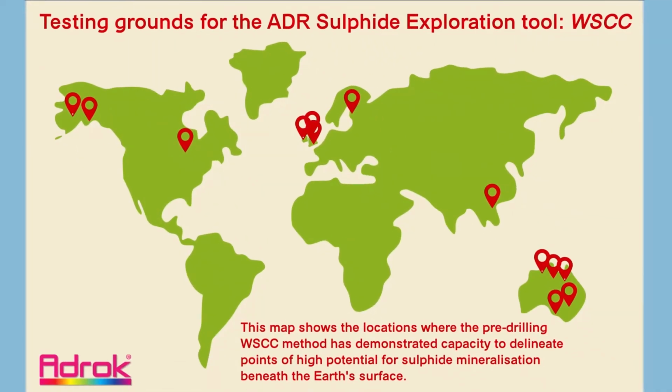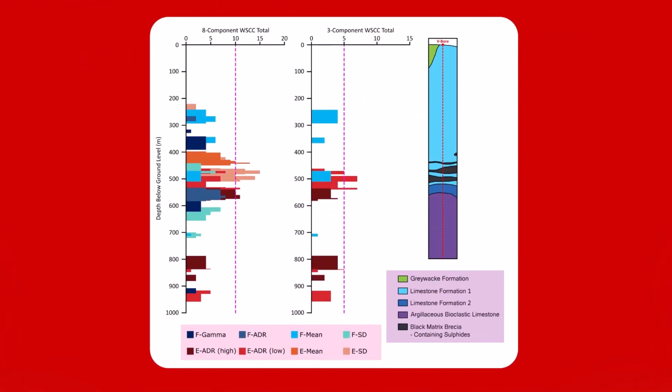The final case study is in Ireland, where the WSCC results are compared against a sketched cross-section built from drilling data that was not made available to us. In this case, the strongest WSCC target correlates to the occurrence of a black matrix breccia between 440 to 520 meters depth, which were known to host high sulfide grades.